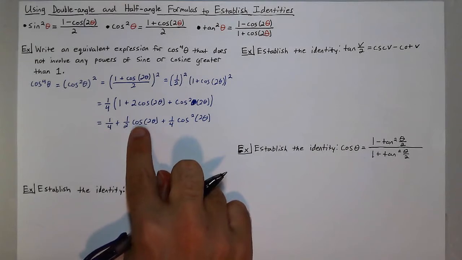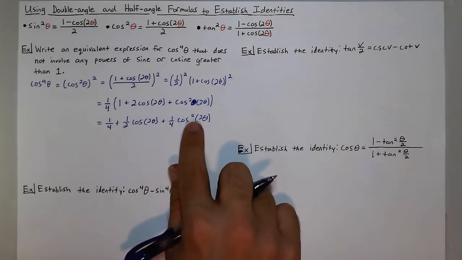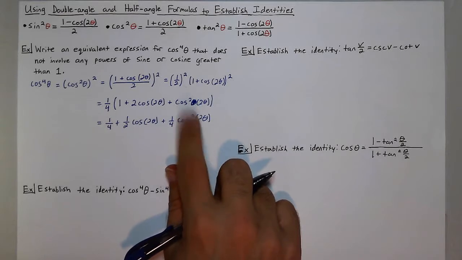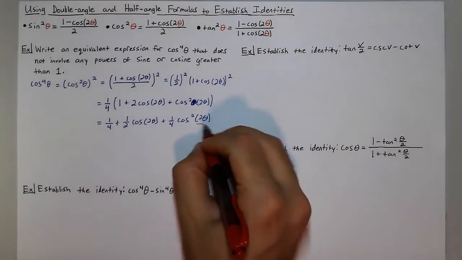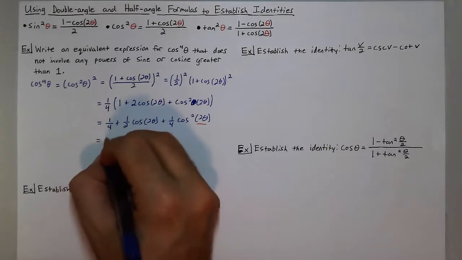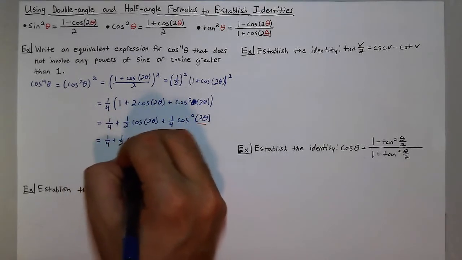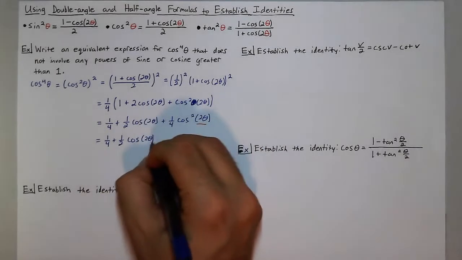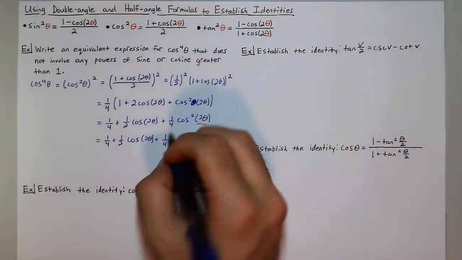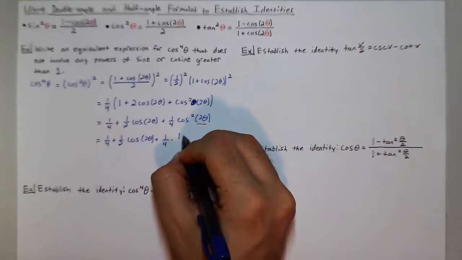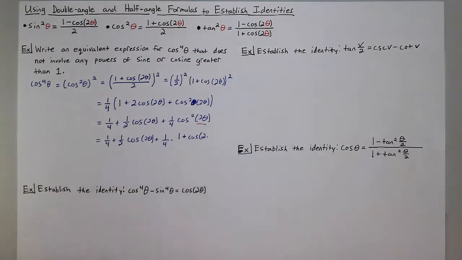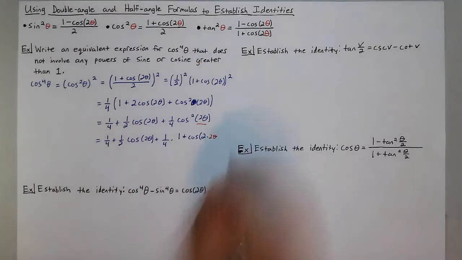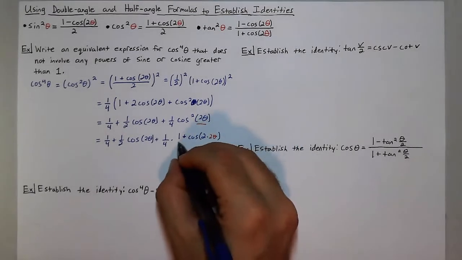So now we've already gotten down to a cosine to the first power, but we still have a cosine to the second power as well, which I could still reduce using the same formula. So again, replacing this theta with 2 theta, I can get 1/4 plus 1/2 of cosine of 2 theta plus 1/4 times, using this formula, 1 plus cosine of 2 times 2 theta, since now I'm using that as my theta, all over 2.